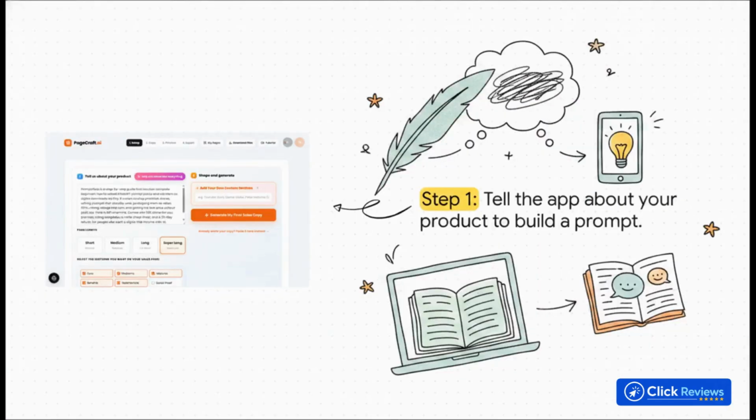Let's zoom in on step 1 for a second. If you're starting from absolute scratch, you just type a rough sentence or two about your product. From there, PageCraft builds a super detailed prompt based on proven sales frameworks. You just take that prompt, feed it to your favorite AI, like ChatGPT or Claude, and you've got your copy ready to paste right back in.